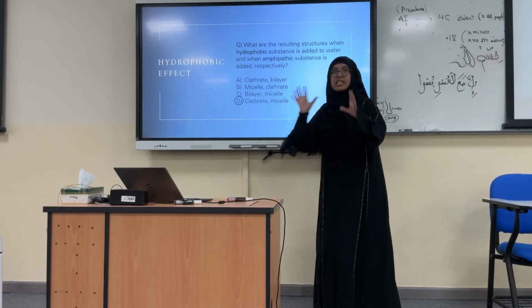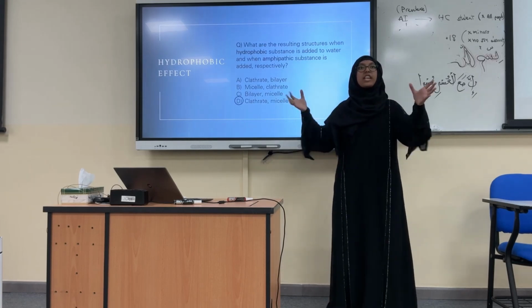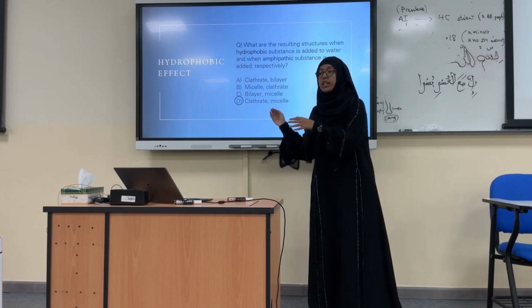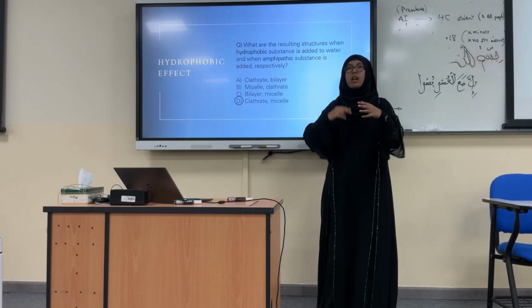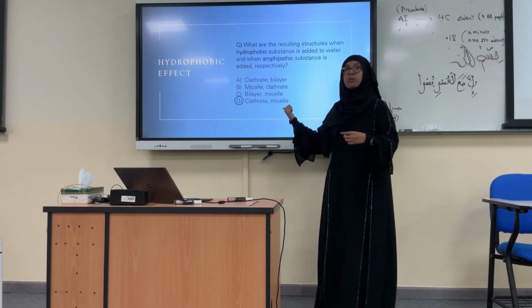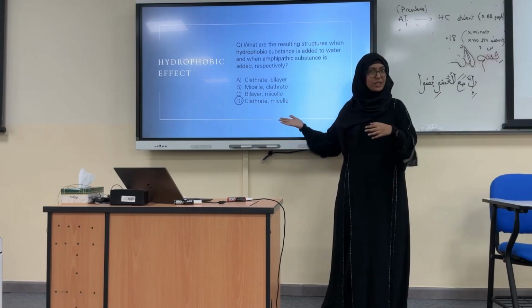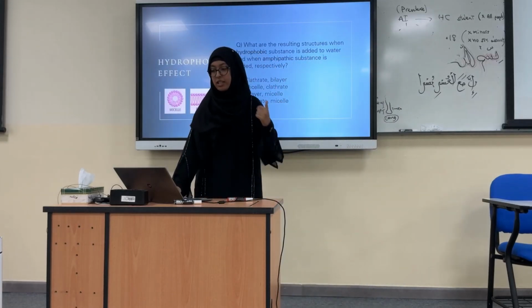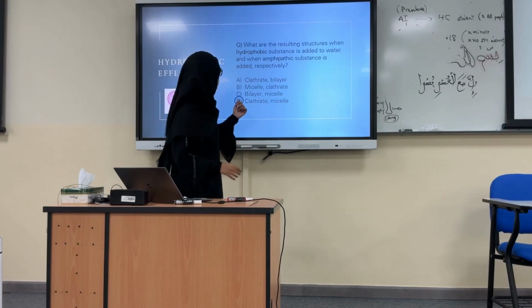So clatrate is the structure formed when you think of oil in water. That layer or the droplets formed is what you call a clatrate. Okay? And what is a micelle then? What is an amphipathic molecule? Am I going too fast? Do you want me to address the whole thing? Can you explain what the words mean? Here we go.